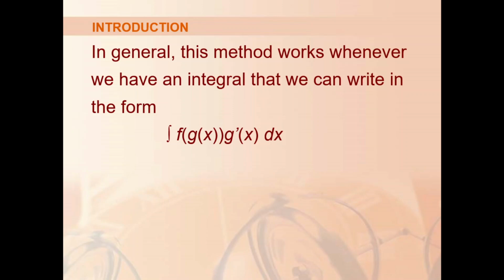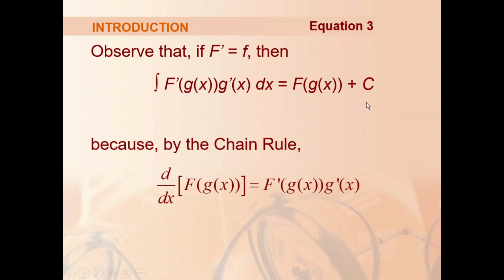But in general, this method works whenever we have an integral that we can write in this form: the integral of f of g of x times g prime of x dx. Let's observe that if F is an antiderivative of f, some books call it a primitive of f, then the integral of f of g of x times g prime of x dx is equal to F of g of x plus C, because by the chain rule, the derivative of F of g of x is equal to f of g of x times g prime of x.